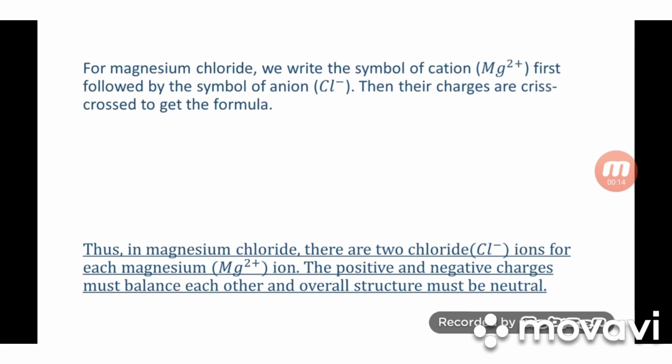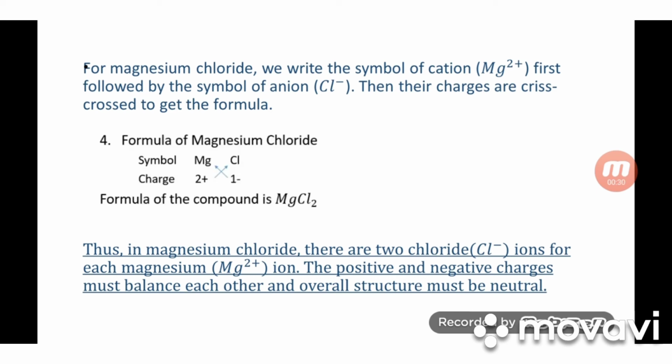Moving forward, for magnesium chloride, we write the symbol of cation Mg2+ first, followed by the symbol of anion Cl-. Then their charges are crisscrossed to get the formula. Formula of magnesium chloride. As magnesium is a metal, therefore it is written first, and the corresponding valency of which we have is 2, and then chloride. And further, both these are crisscrossed, and finally the formula of the compound obtained is MgCl2.